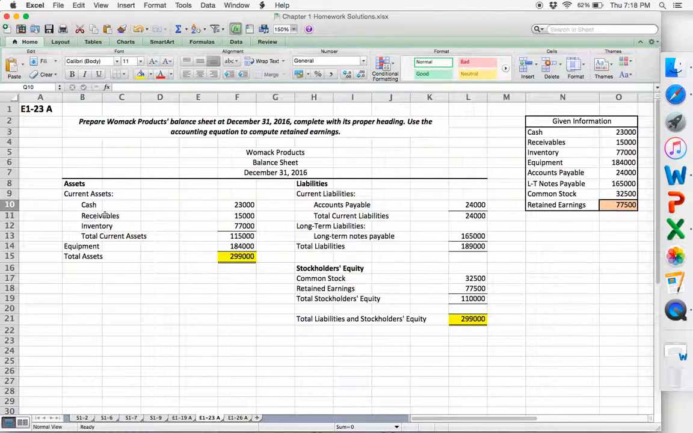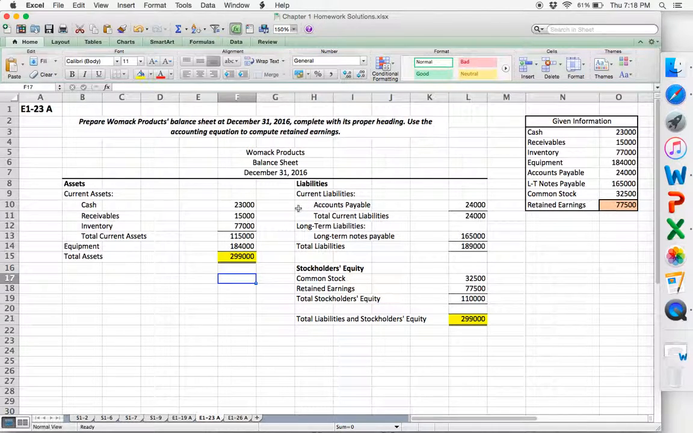Your receivables, because that's what people owe you, for 15,000. Your inventory, and then you're going to do a little subtotal here of all 3 of these items. Again, lovely little formulas. And you're going to get 115,000. And then we're going to list out our equipment for 184,000. And then you're just going to add these 2 numbers together to get your total assets of 299,000. Again, remember, I had the little double line underneath to show that this is the final number for this side of the balance sheet. So once we're done with our assets, we move on to our liabilities.